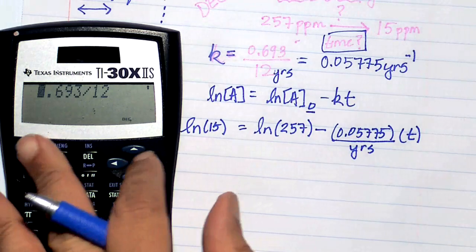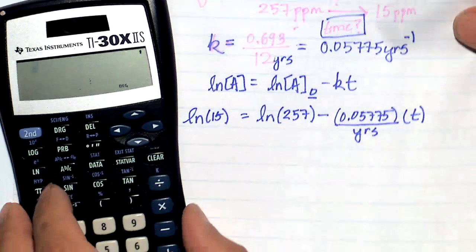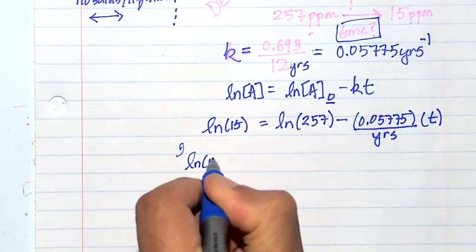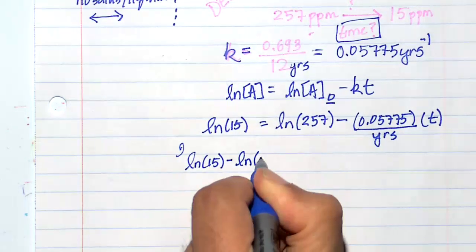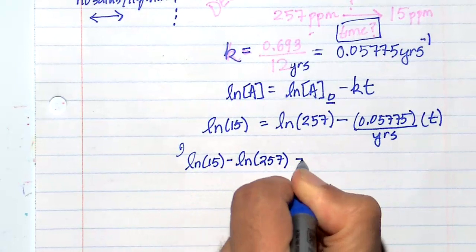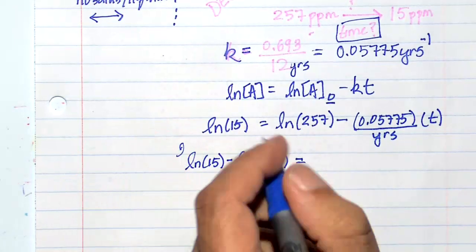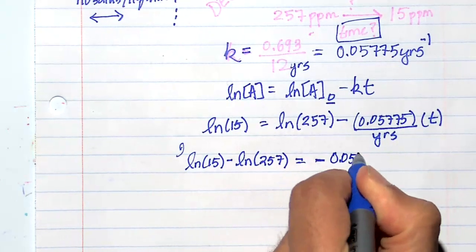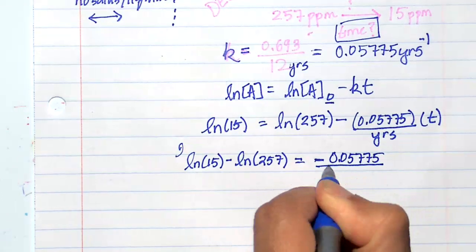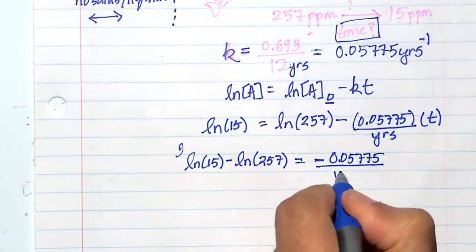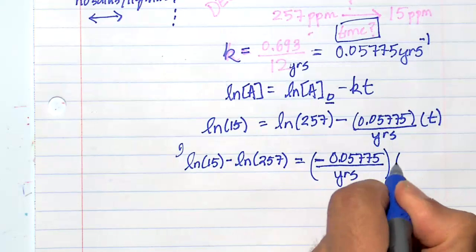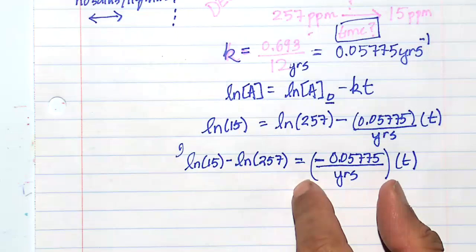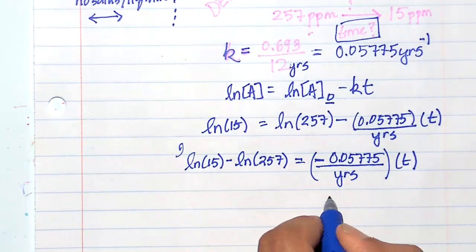So do we know how to do our natural log math? Really our calculator does it for us. So I'm going to take the natural log of 15 minus the natural log of 257 equals, you see how I took this to the other side, that minus sign still stays there, minus 0.0575. I can keep the units, or I'll add the units at the end of my problem. Divided by years, all of that times t. So I'll take this thing in the brackets and bring it down. This will isolate t.